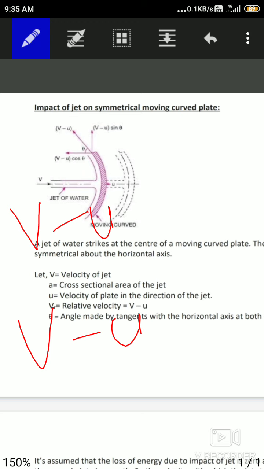and we assume that the surface of the chord plate is smooth. That's why the velocity at which the jet strikes the plate is equal to the velocity at which the jet leaves the plate. That means this one will be v minus u. So the velocity at outlet will be v minus u.